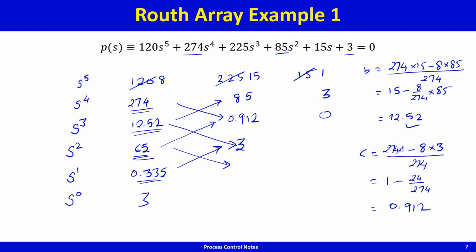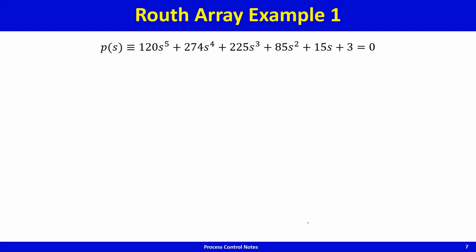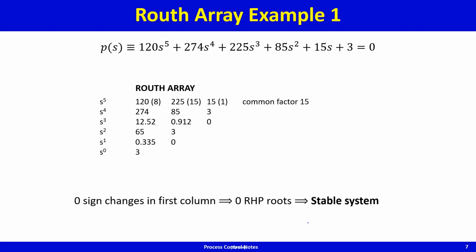So now if you look at the first column of the root array, all the elements are positive. Because all the elements are positive, there are no sign changes, therefore there are 0 RHP roots, poles, which implies the system is stable. Okay, so that's that. Zero sign changes, therefore zero right half plane roots, therefore stable system. Let's look at another example.